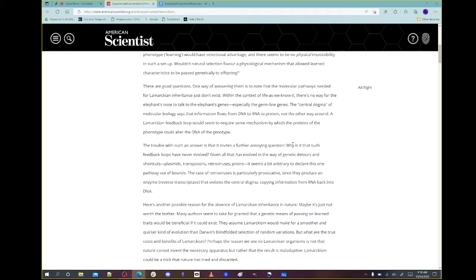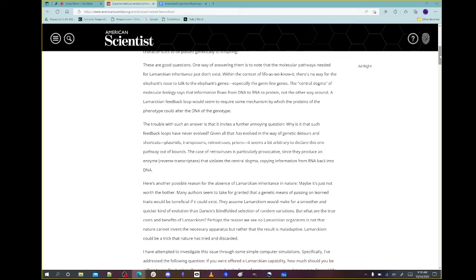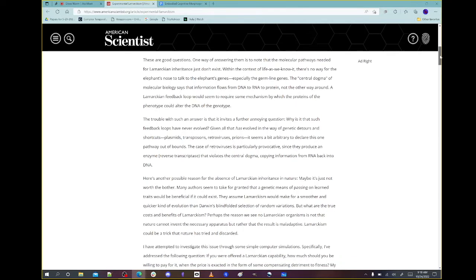But that invites a question as to why these feedback loops never evolved. It's not impossible that they could have evolved at some point, but they never did. And there are a lot of shortcuts and genetic detours like plasmids, transposons, retroviruses, prions. It seems a bit arbitrary to declare this one pathway out of bounds. Other than the obvious things about the central dogma and the Weismann barrier, why have we not seen the evolution of something like this?